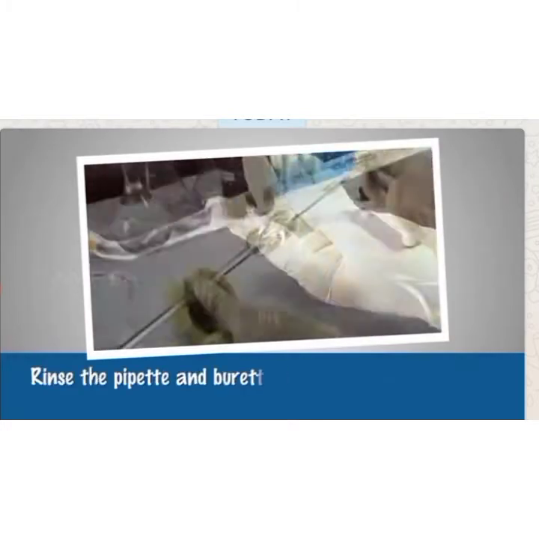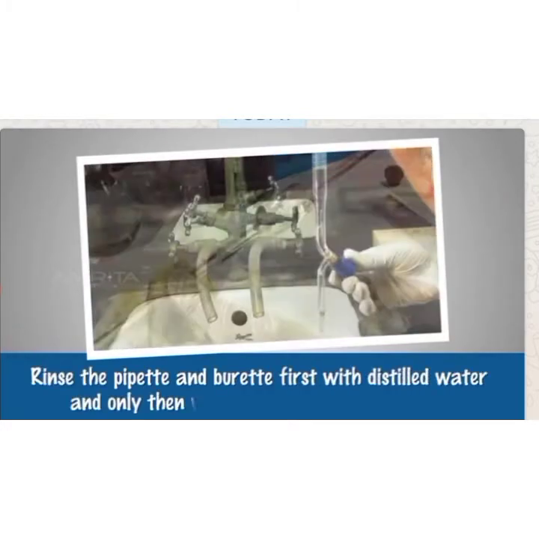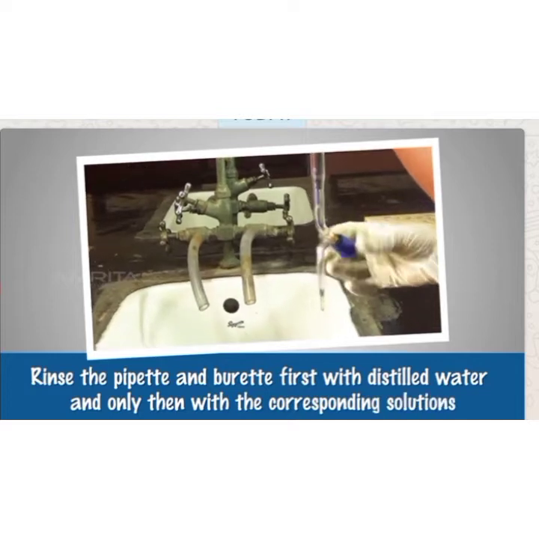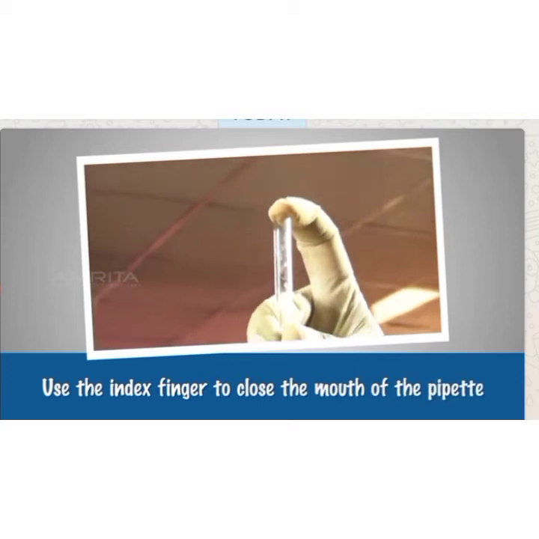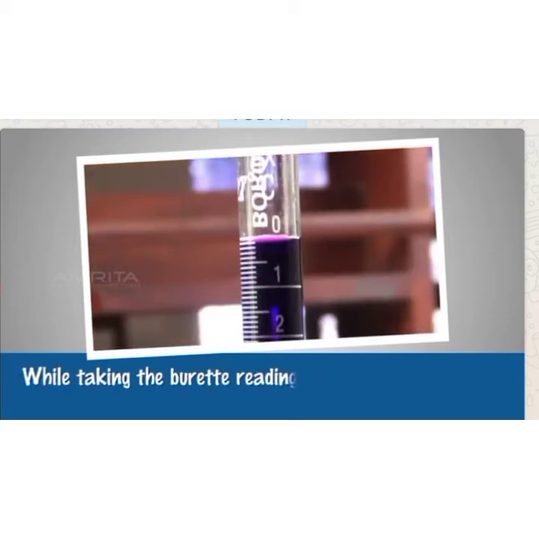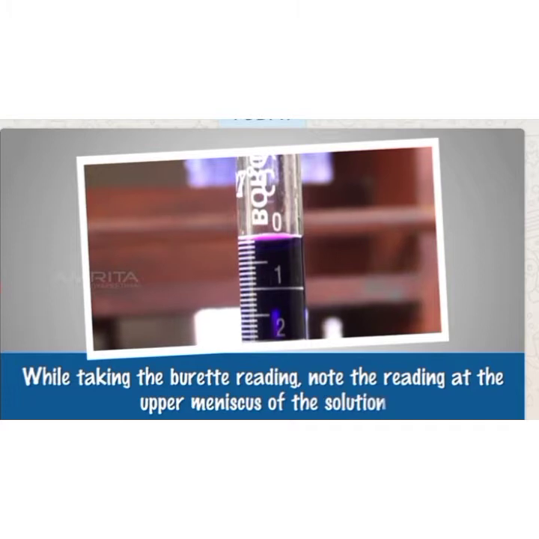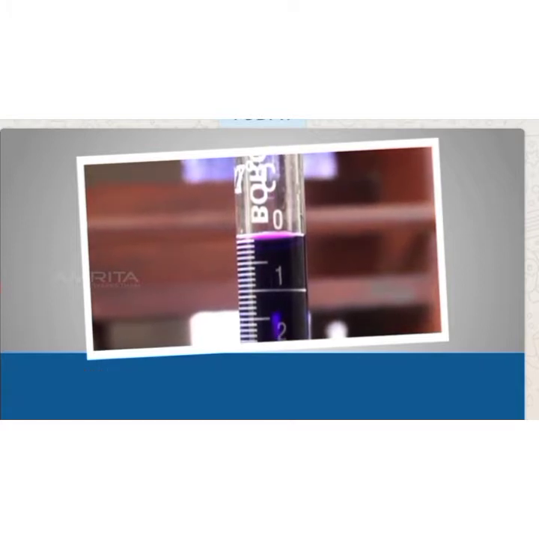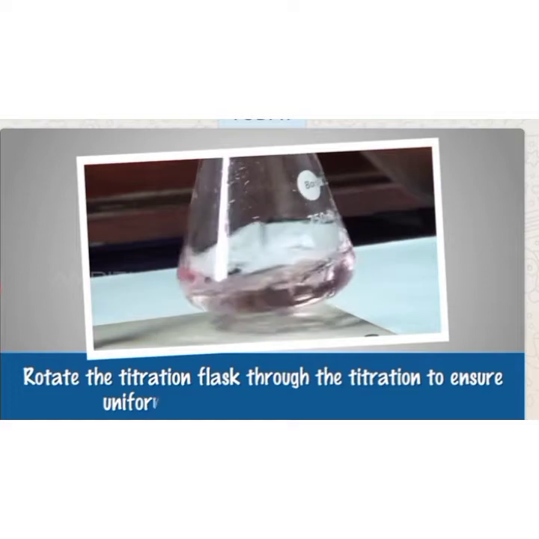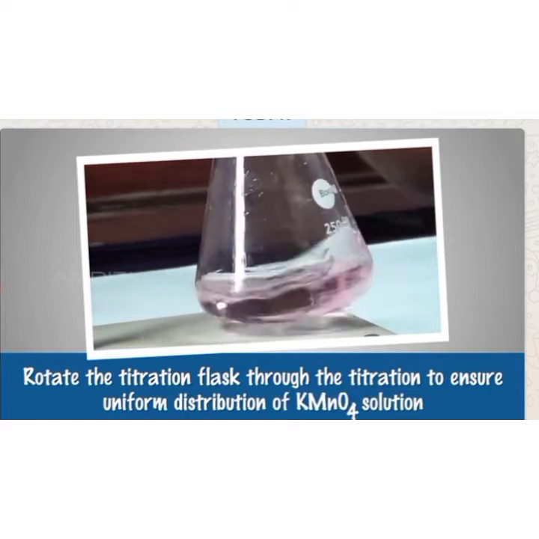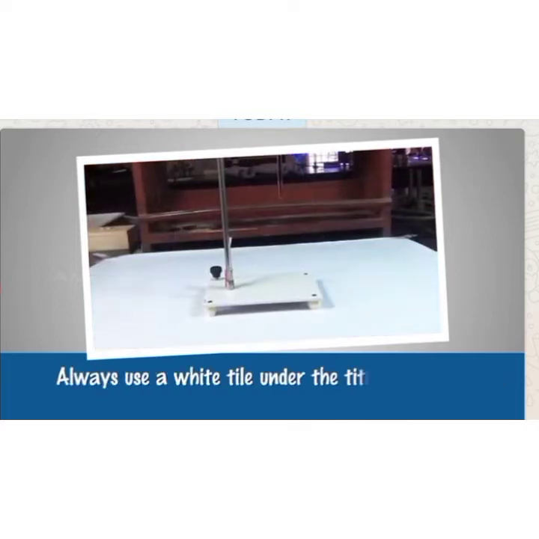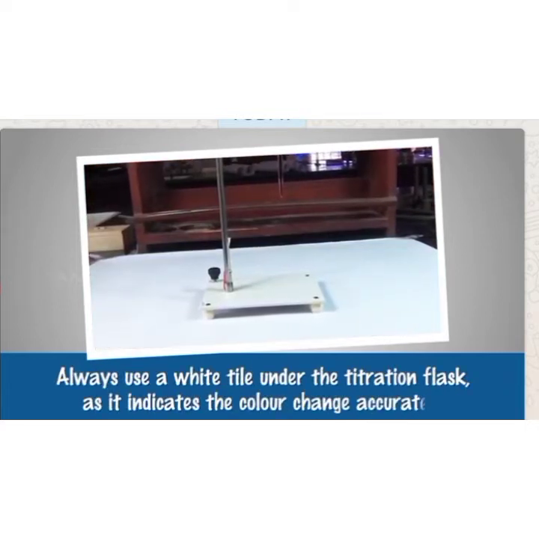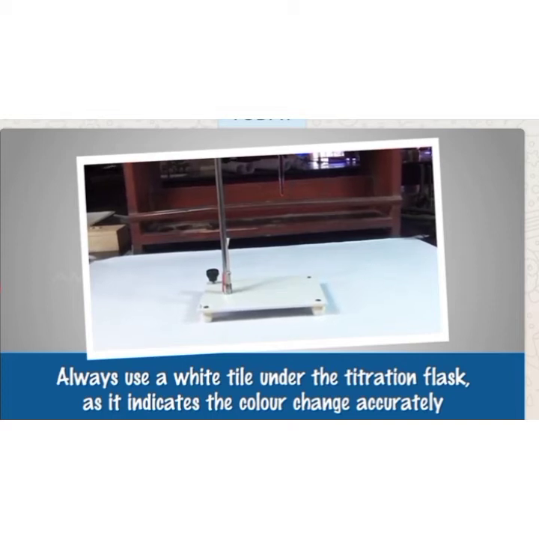Precautions. Rinse the pipette and burette first with distilled water and only then with the corresponding solutions. Use the index finger to close the mouth of the pipette. While taking the burette reading, note the reading at the upper meniscus of the solution. Rotate the titration flask through the titration to ensure uniform distribution of KMnO4 solution. Always use a white tile under the titration flask as it indicates the color change accurately.